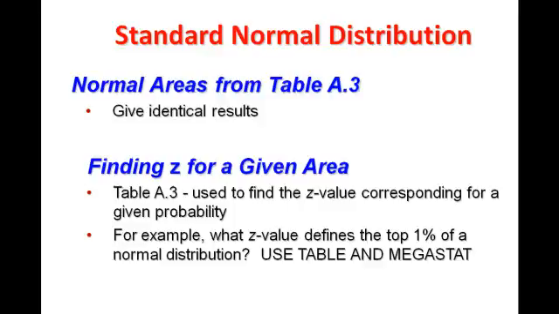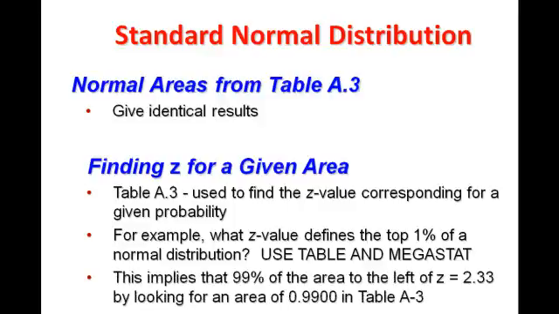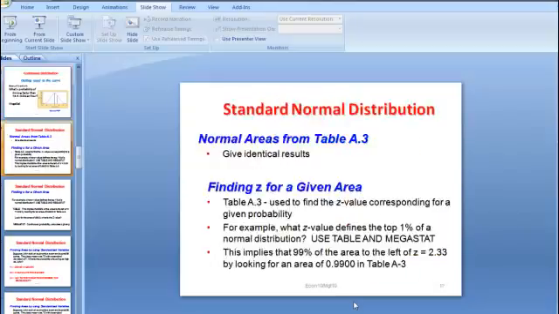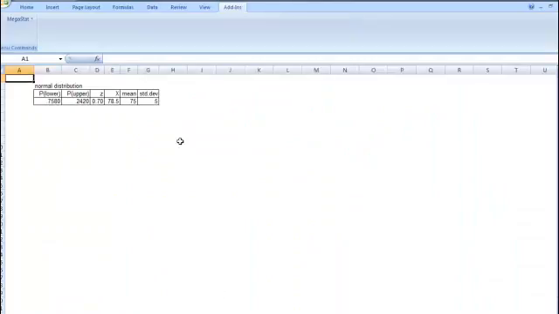So we can also do this using Megastat. And I have one little thing I want to add here. This implies that 99% of the area is to the left of z, 2.33. And again, we found that by looking for an area of 0.9900 in the table. But again, let me escape from this and go to Megastat.